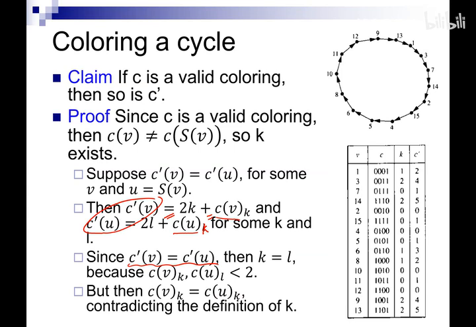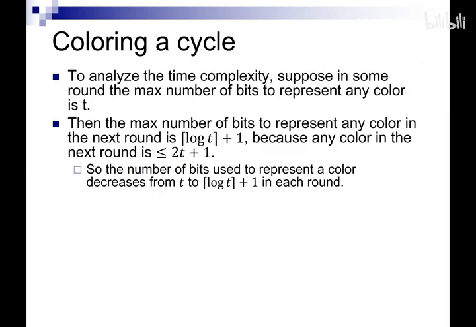So therefore we have that C prime of U and C prime of V are not equal to each other, and so this is going to be a valid coloring. Okay, so then we're just going to take this little subroutine which starts with a valid coloring and then produces a new valid coloring, and we're going to run this over and over.